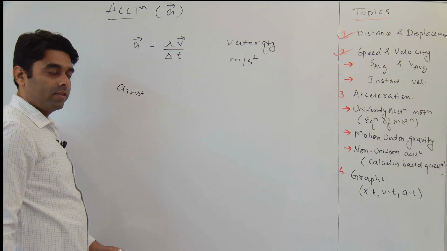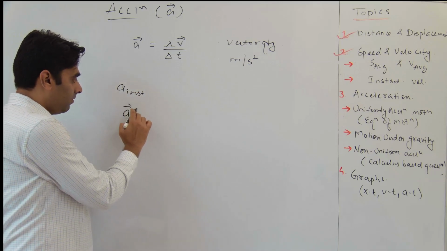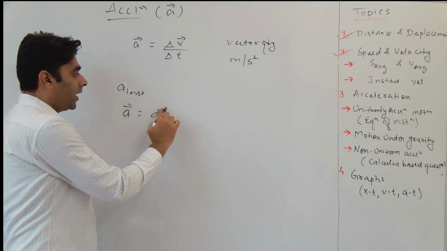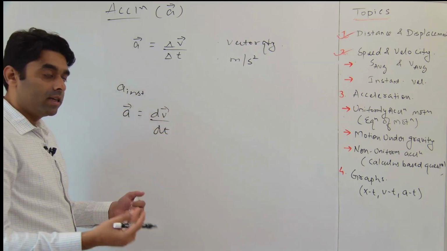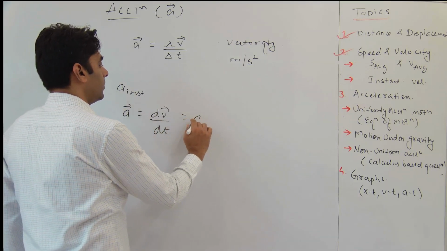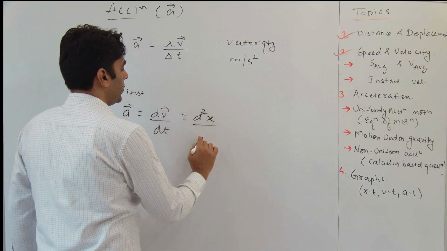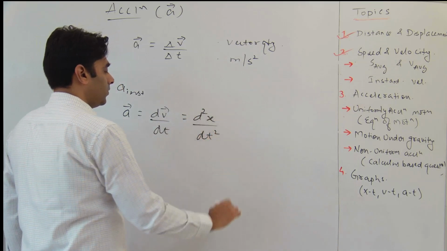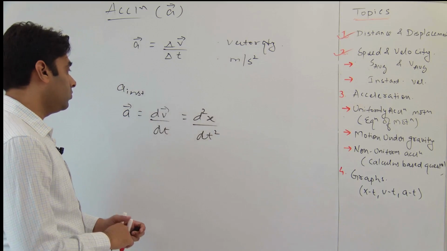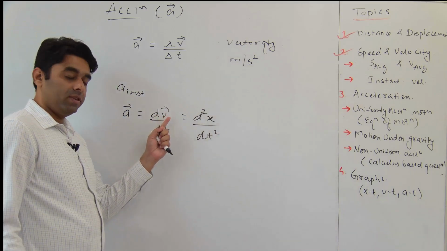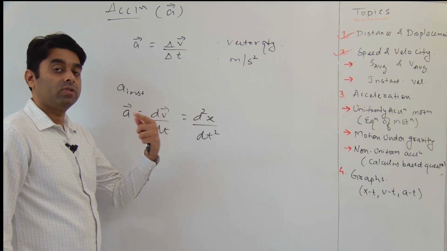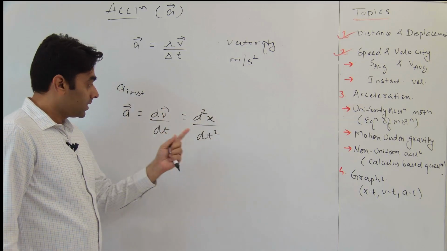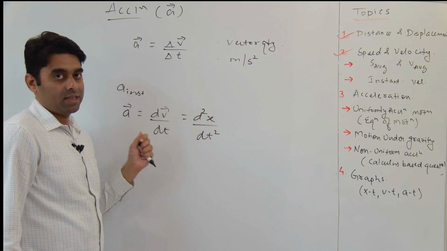Now, if we talk about instantaneous acceleration, it is given as dv by dt. Instantaneous acceleration is dv by dt. This we can also write as d square x by dt square. This is the differentiation of velocity with respect to time. When we have velocity as a function of time, then we can find acceleration as dv by dt.